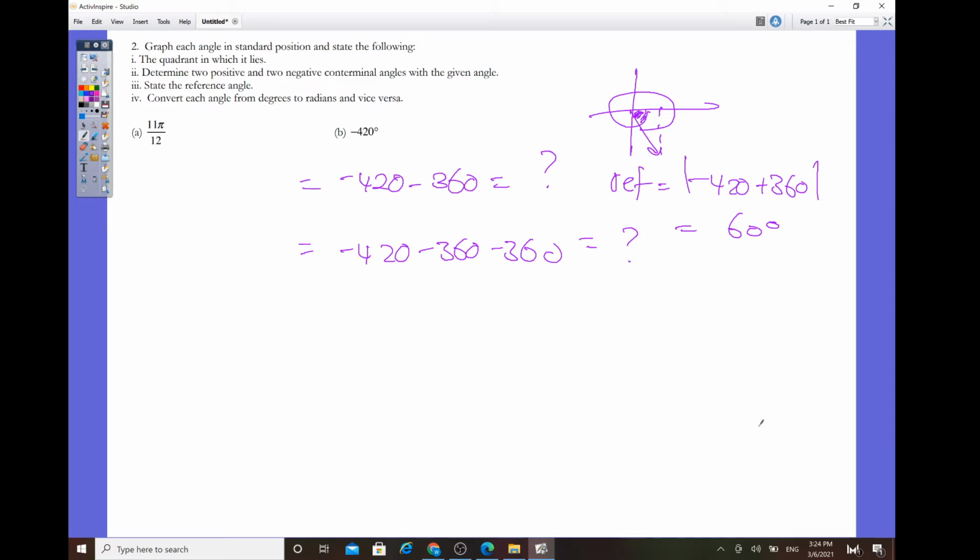Convert the angle from degree to radian. So negative 420 times pi over 180. Okay, so the 0s got canceled. So this one, 420 over 180, they're both divisible by 60, so negative 7 pi over 3 radians. Okay, so that's for number 2. Okay, so now let's see what else we have.